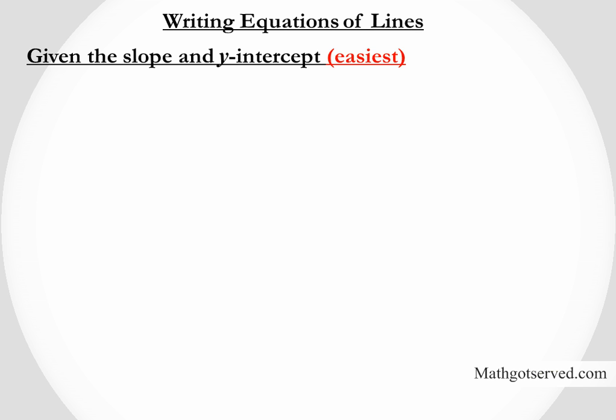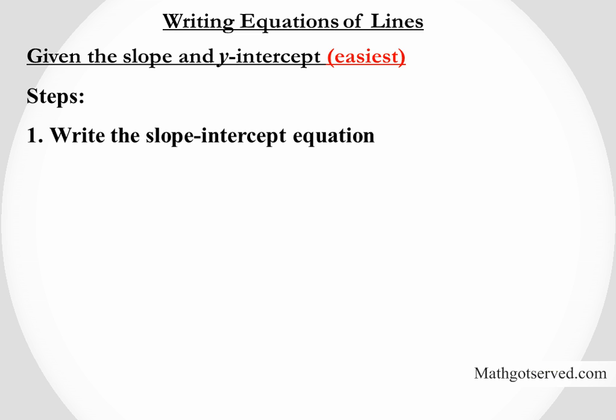The first formula is the slope-intercept formula. These are the steps that we're going to apply. When writing equations of lines using the slope-intercept form, the first thing you want to do is write down the equation that is going to guide your whole problem-solving process, which is the slope-intercept equation. The slope-intercept equation is y equals mx plus b. m is the slope, and b is the y-intercept.